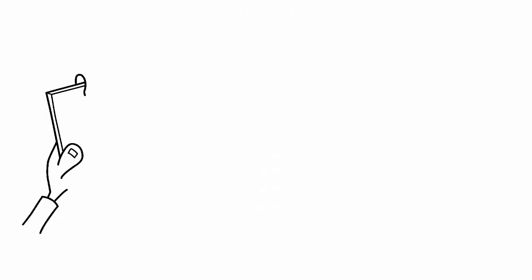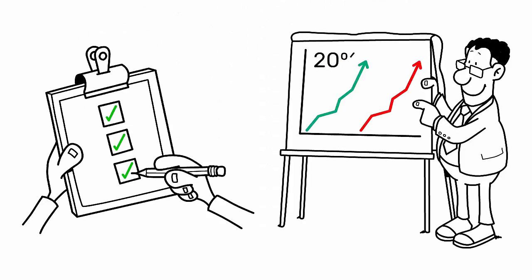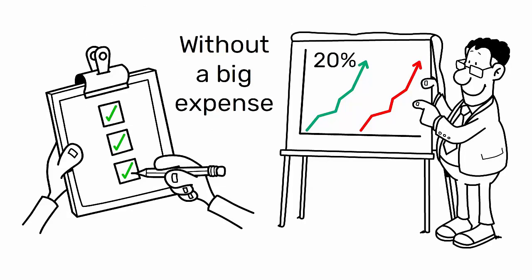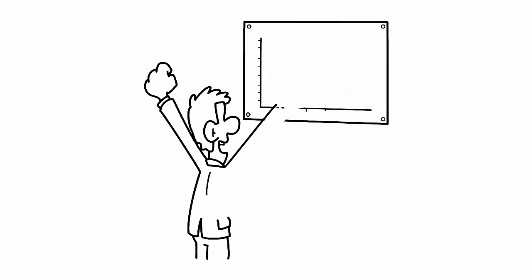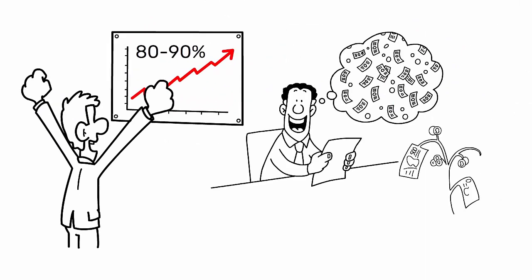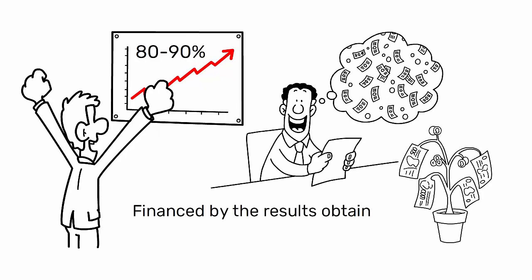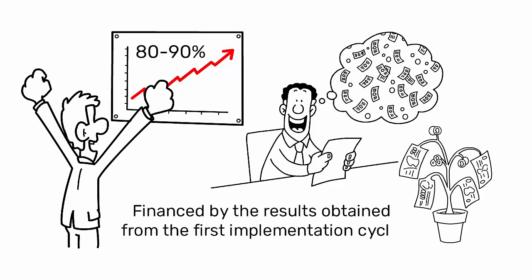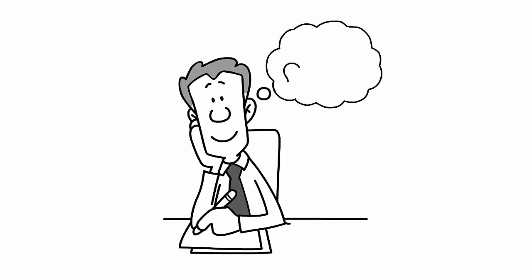From my experience, if you follow these steps, you can get 20% improvement without a big expense. To increase the results by 80 or 90%, the director will have to make more important investments that can be financed by the results obtained from the first implementation cycle. 11. Once you understand the method, it can be expanded to other product families.